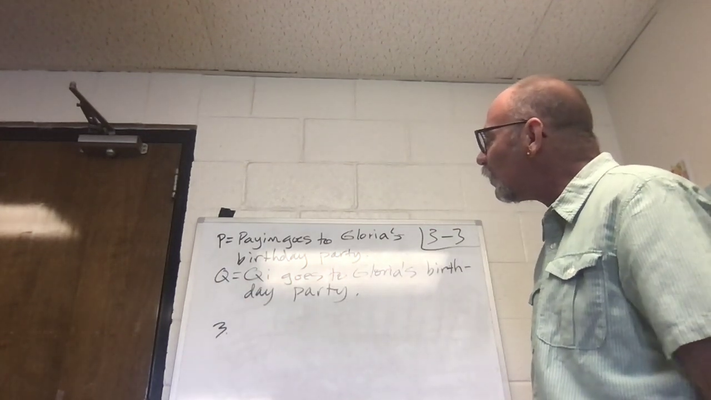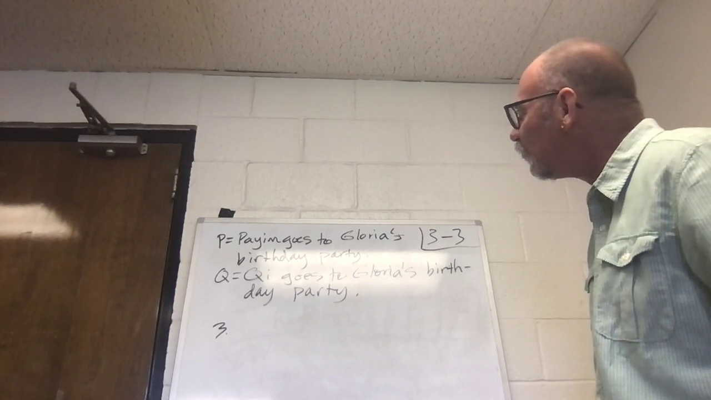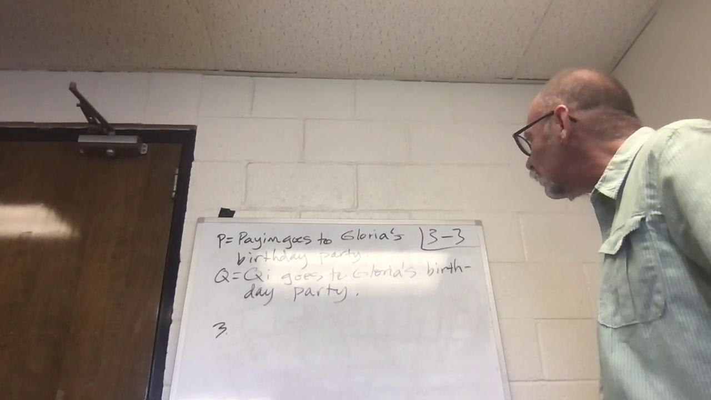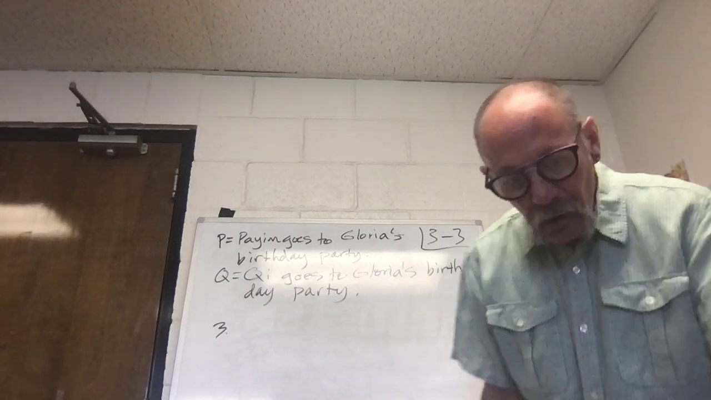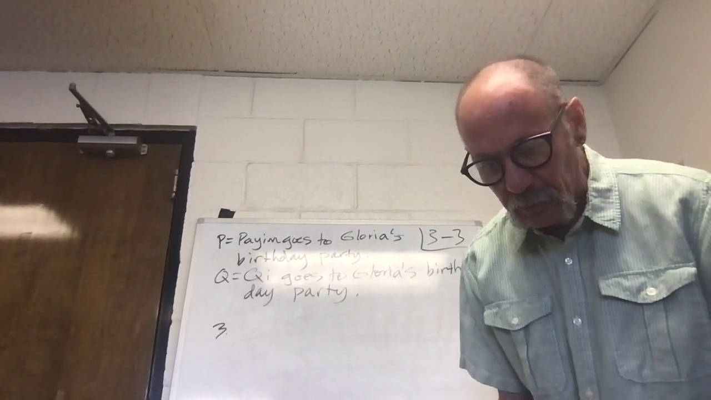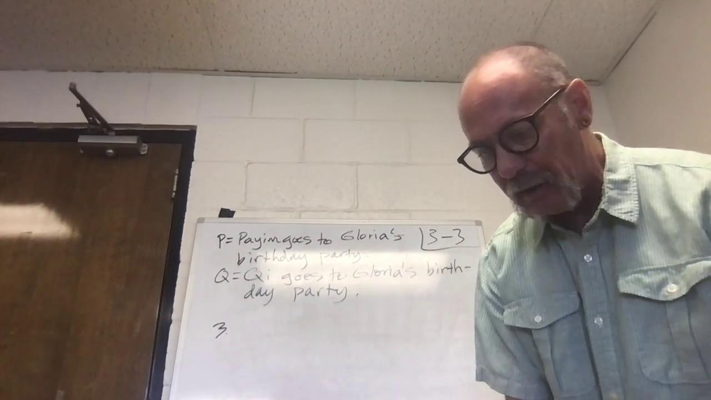So in this practice problem set, I've just let P stand for Piam goes to Gloria's party, and Q for Key goes to Gloria's birthday party. Let me start with number 3, which says Key will not go to Gloria's birthday party, even though Piam will.